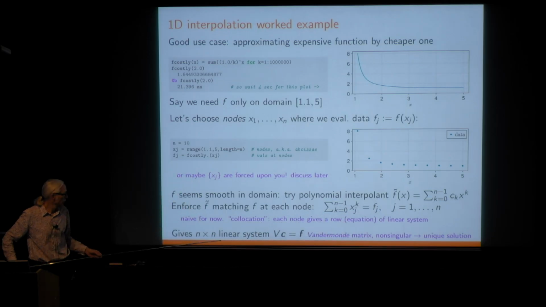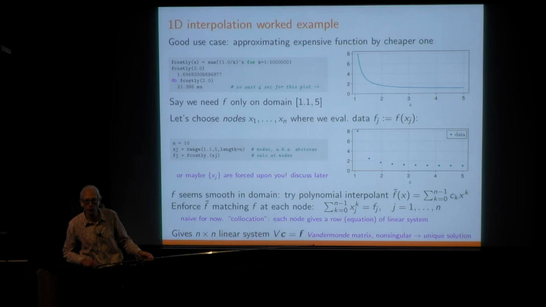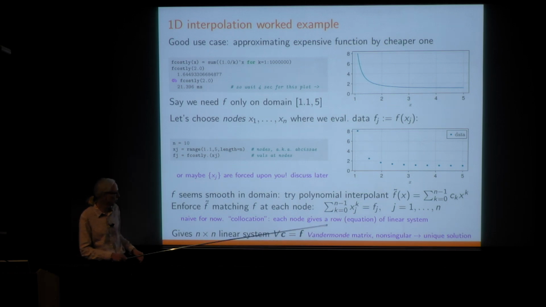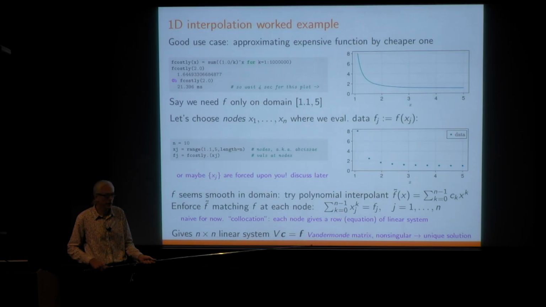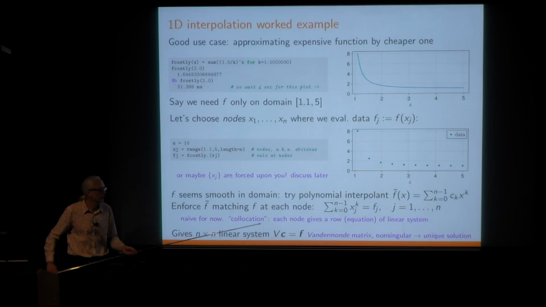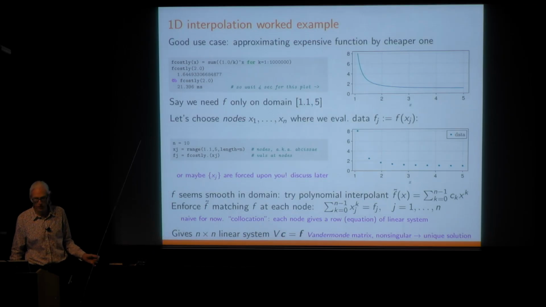So you get a square linear system involving a matrix which we'll call V, because it's called a Vandermonde matrix if you look in any numerical analysis book. It's easy to prove via its determinant that if the nodes are distinct, then it's non-singular, so at least in exact arithmetic, you'll get a unique solution for this. All right, any questions about that?